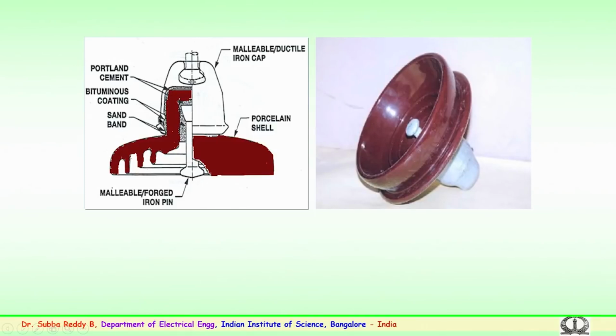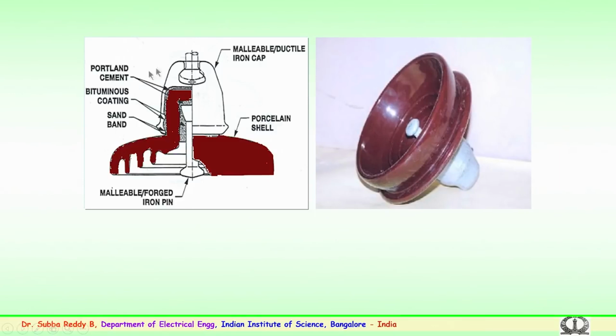Then you also have a bituminous coating here to see that corrosion does not occur. Similarly, near the pin junction, a zinc sleeve is sometimes adopted to see that corrosion does not occur, because of the cement junction here, this could see cement growth and further the pin and ceramic shell getting detached.